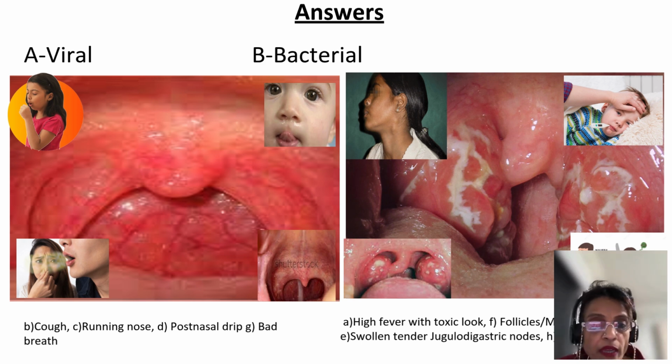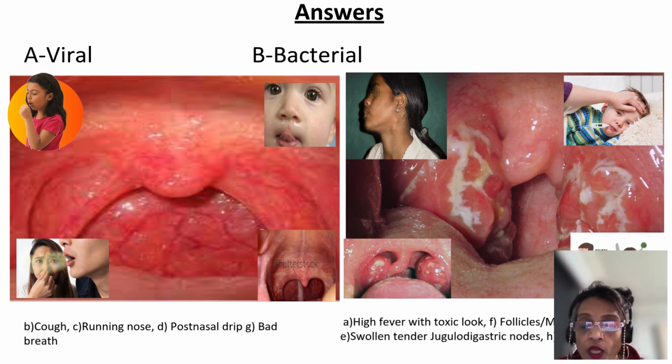Now, let us see one by one. Cough is a feature of viral etiology. Any throat pain or sore throat associated with cough is more suggestive of viral etiology. Then running nose again is a feature of viral etiology. So any patient presenting with fever and sore throat or throat pain associated with cough and running nose is more suggestive of viral etiology. Then post-nasal drip again is a feature of viral etiology. Bad breath or halitosis also is a feature of viral etiology.